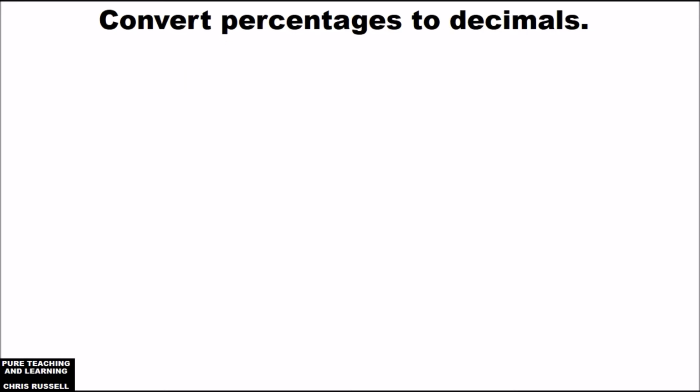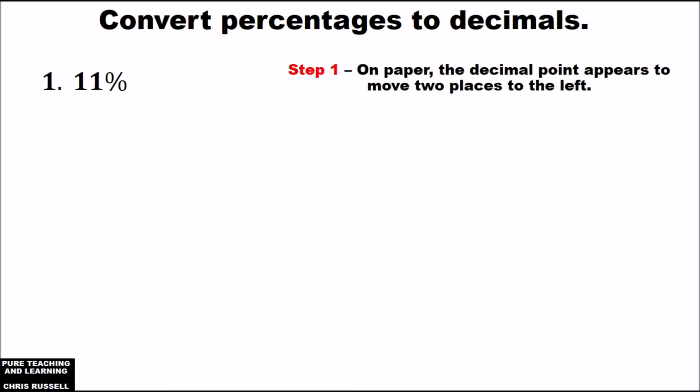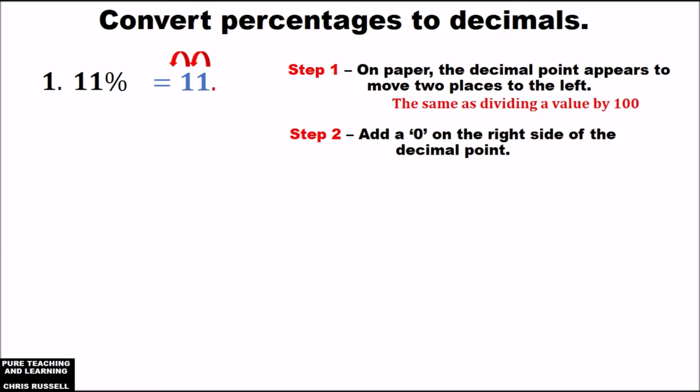Convert percentages to decimals. Here we've got 11%. So step 1, on paper, the decimal point appears to move 2 places to the left. So please note the decimal point never actually moves. So this is the same as dividing a value by 100. So here we've got 11, and as you can see on paper, the decimal place is going to move 2 places to the left. Step 2, add a 0 on the right side of the decimal point, if it's applicable. So now we have 0.11.